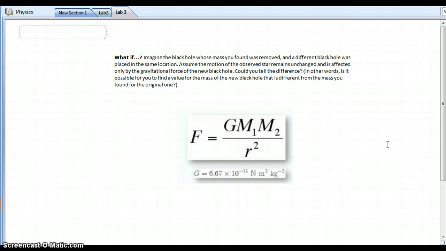The next question asks, if the current black hole was replaced by a different black hole in the same location, but the motion of the star did not change, could I detect the change? Because the data is unchanged, there is no new gravitational force, and every value in the equation that derives the mass of the black hole is also unchanged. Therefore, we cannot detect the difference.